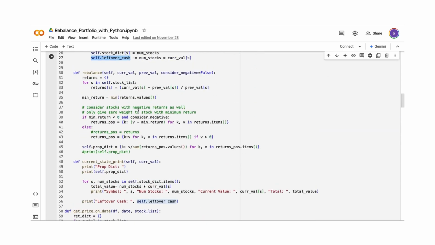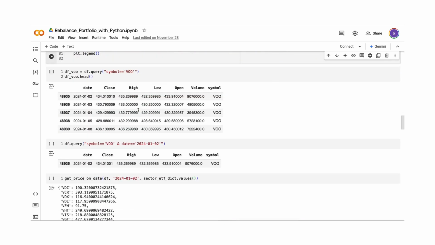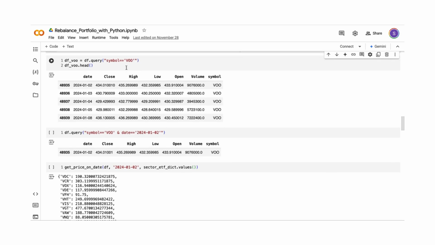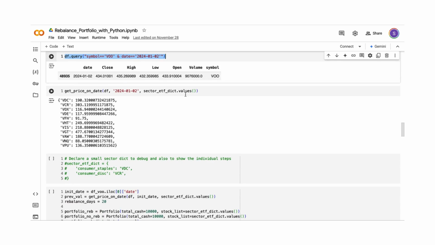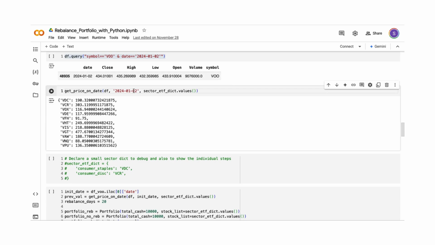So those are the two main functions, and then we can see what happens when we actually call these functions. Here we do some sanity checks where we ask: is the symbol VOO there, and what happens if we query VOO for a specific date? We see that we get the open, high, close values. And then we get the price on a given date for all of the sector ETF values.